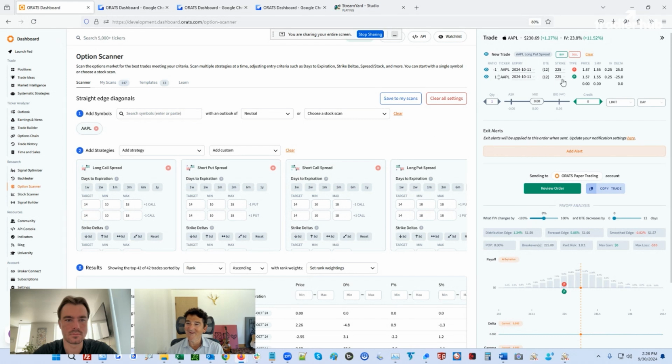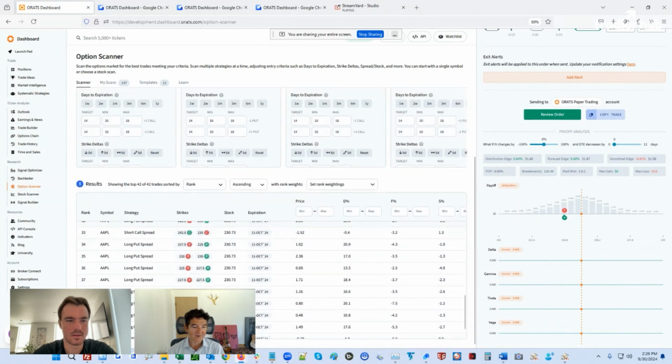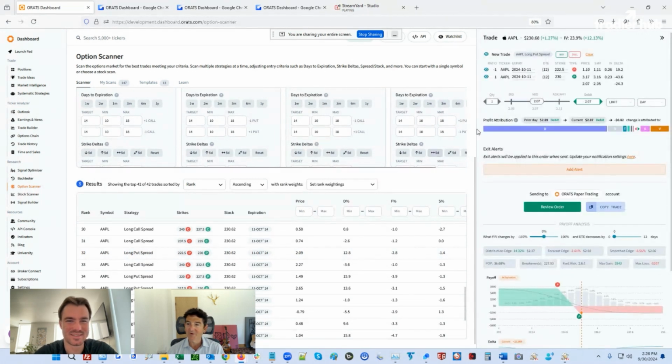Why did that happen? Look at that. Same strike. I've never seen that. There must be something weird in the strikes file there. So let's see if we can find another long put spread. I think we want to do that one, Tyler. Yeah, here's a long put spread. All right, let's go with this one.